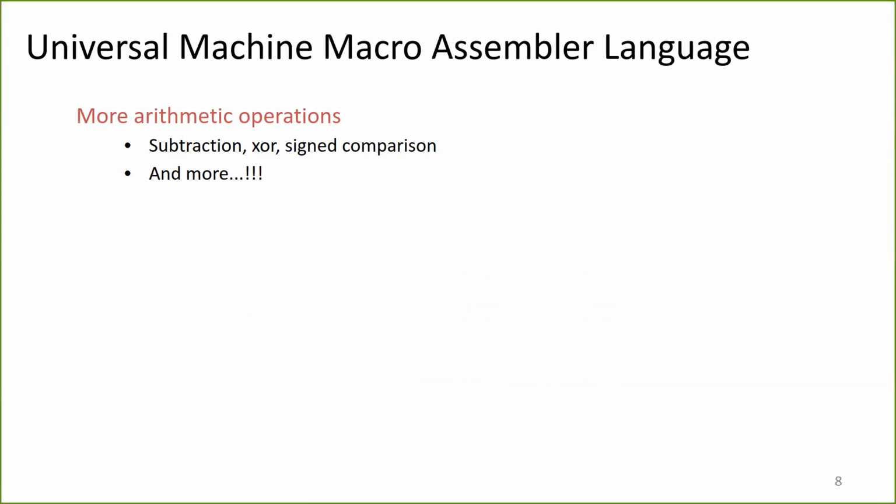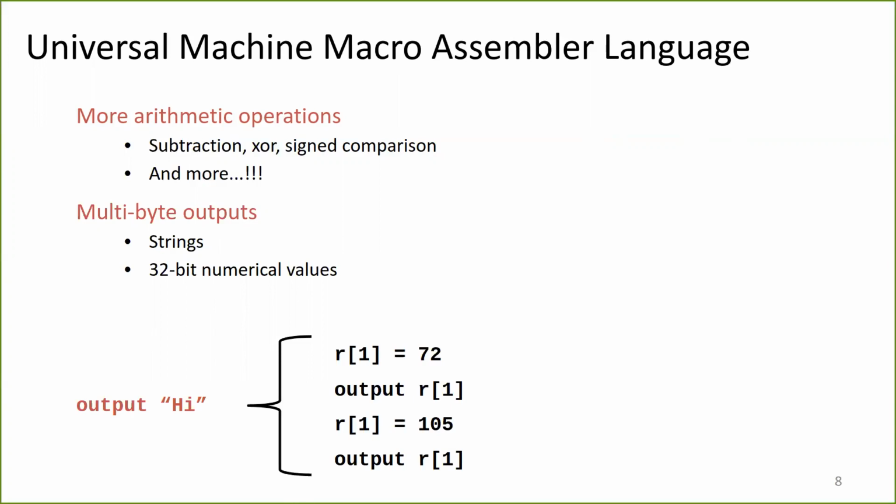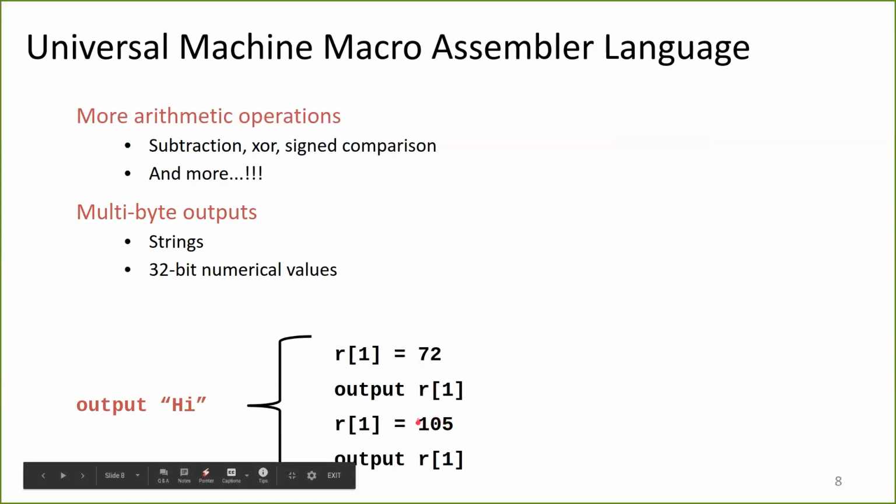This language also provides multi-byte outputs, letting you print out strings and full 32-bit numbers without having to break it down into individual byte operations. For example, this one output instruction will be assembled, or blown out, into 4 instructions that load each character's ASCII value and output it in turn. So this is the ASCII value for capital H, lowercase i, and then the actual output instruction is applied to those registers.